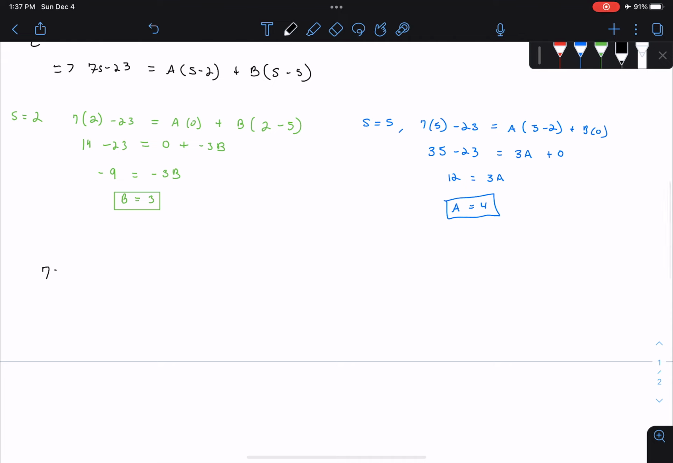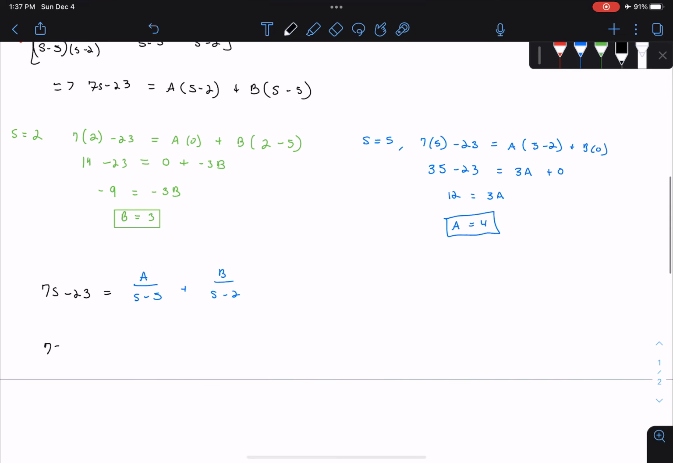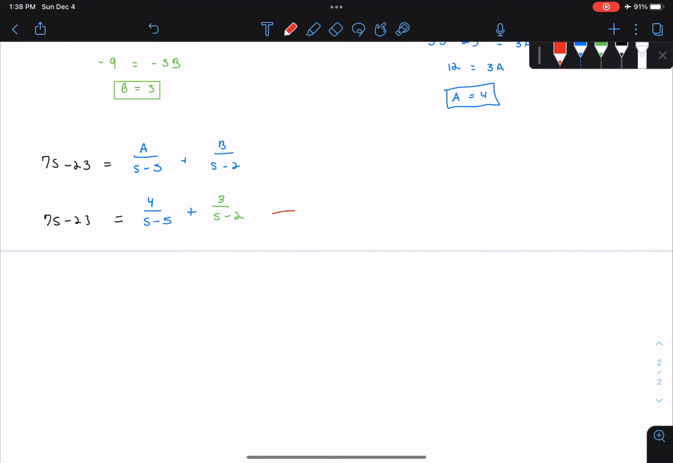So we have 7s minus 23 over the denominator is equal to our first term, which is A over s minus 5, plus B over s minus 2. So this is equal to 4, which is our constant A, over s minus 5, plus B, which is 3, over s minus 2. And now we can do the inverse Laplace.